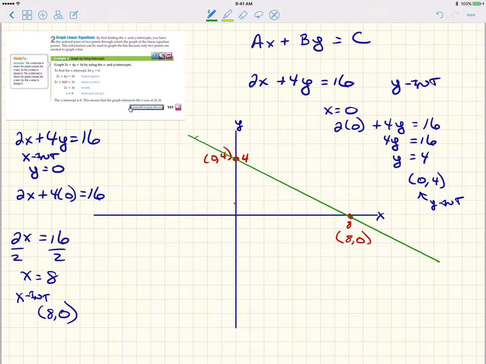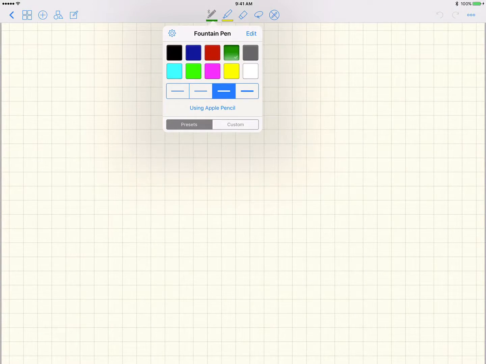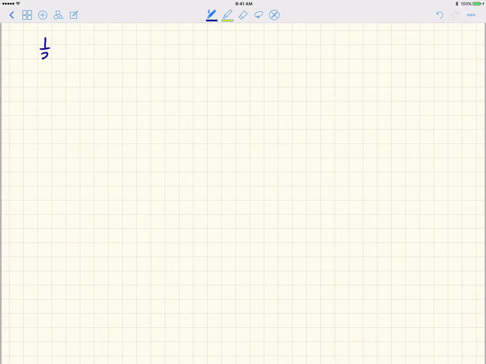I promised you guys in the last video we had this other equation, which was 1/3 y equals -1. If you remember this one from page 155, we decided that this was a linear equation because we could write it as 0 times x plus 1/3 times y equals -1.